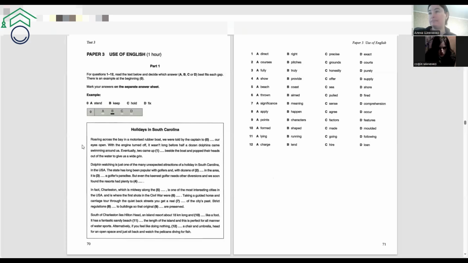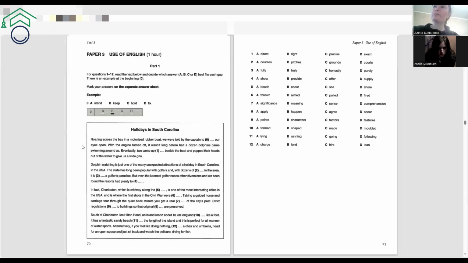Okay. Holidays in South Carolina. Rowing across the bay in a motor seat, not a rubber boat, we were told by the captain to keep our eyes open. With the engine turned off, it was not long before half a dozen dolphins came swimming around us. Eventually, two came up beside the boat and popped their heads out of the water to give us a wide grin.